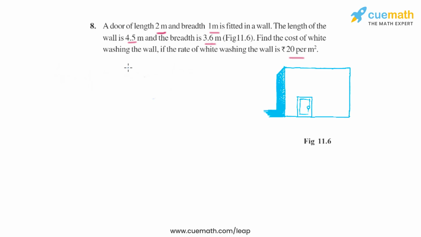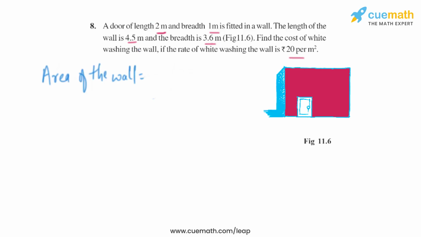And as a door is fitted in a wall, we won't whitewash the door, so we will find the area of the door and subtract it from the area of the wall. So let's start doing this question. So basically we have to find the area in the red. So let's start finding the area of the wall.